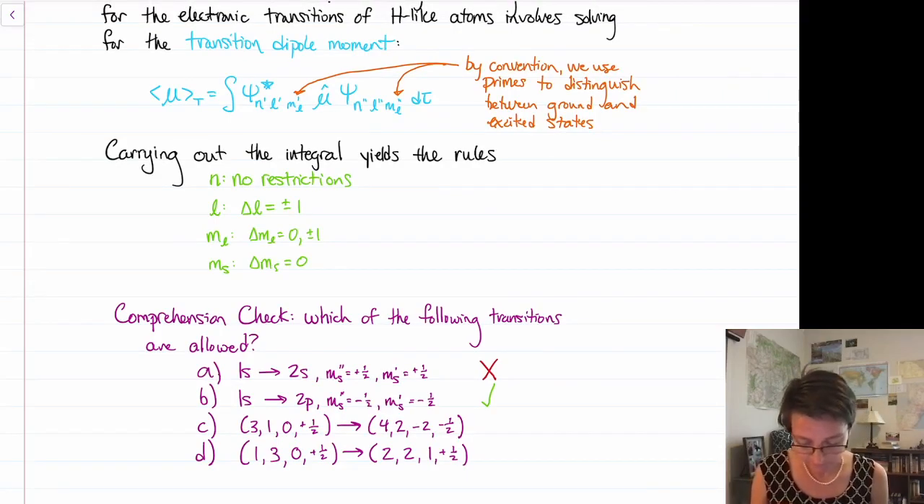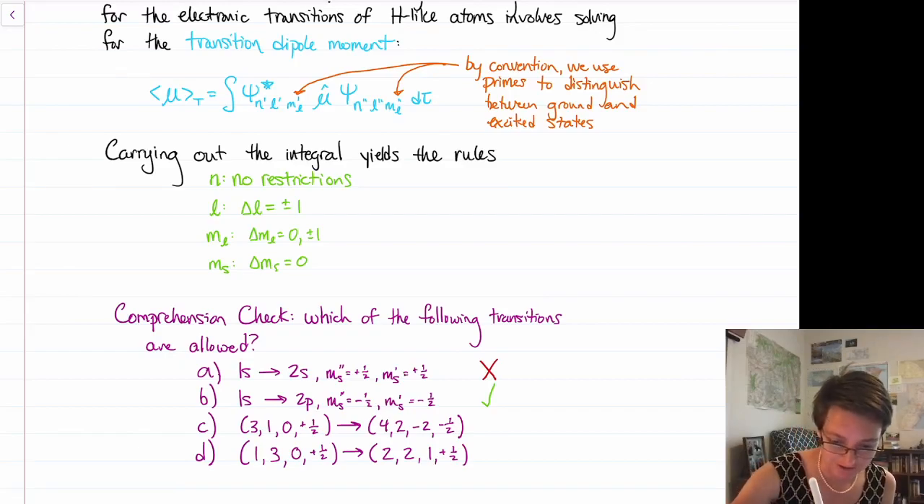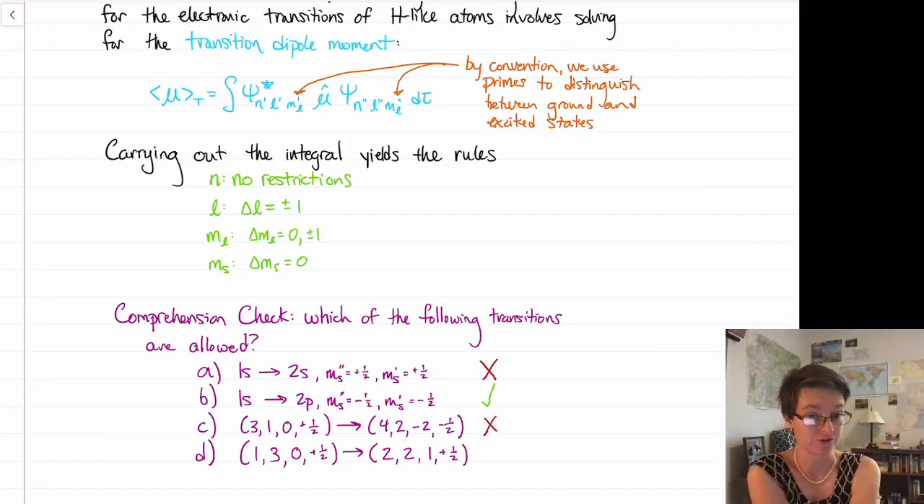As for item C, N is fine. Again, we don't have to worry about N for our selection rules. Our change in L is good, it's going up by 1. But our change in M sub L in this case is not good. We are changing M sub L by too much, and so this would be a forbidden transition. Another way you could see that it's forbidden is that I'm going from a spin up state to a spin down state. And so that is 2 reasons why this transition would be forbidden.